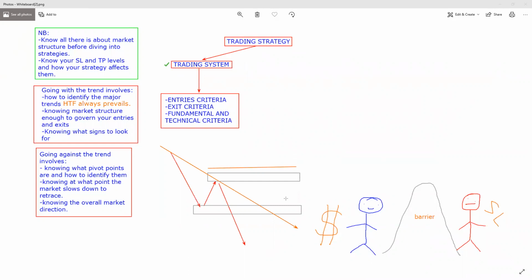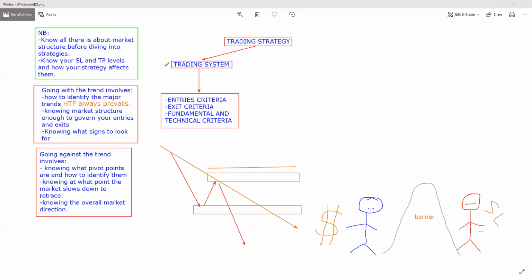So let's say this is Mr. X, and Mr. X has, let's say, 1000 USD in his account. He's really balling. He's got 1000 USD in his account, and the only way for him to prevent the account from blowing up is if he first of all has a stop loss.